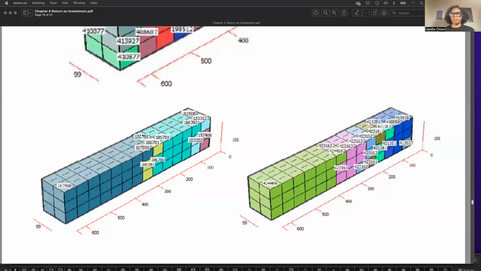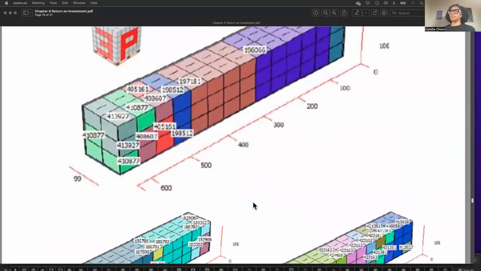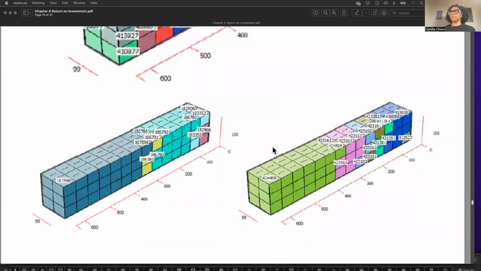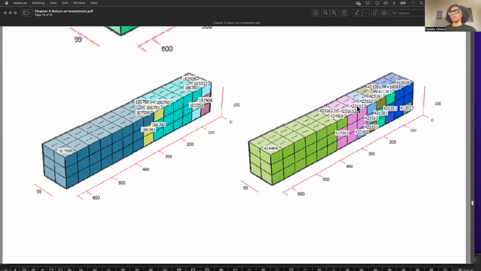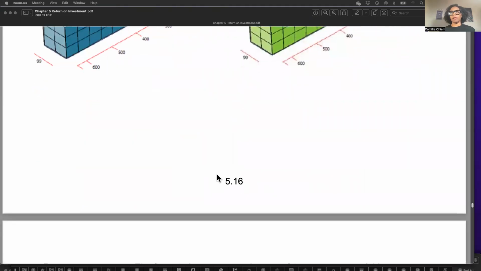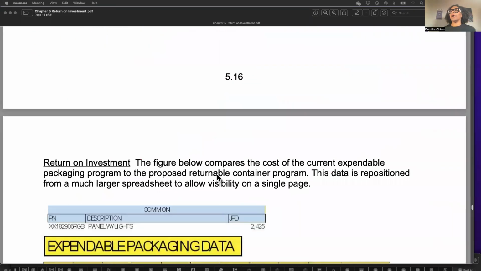As far as the return on investment goes, we looked at some of these differences in the trailer. I'm going to share my screen again. We looked at some of the different combinations for loading trailers. Again, you can see the different colors and part numbers associated with those, and how many fit on a trailer by truck, just to give you an idea of some of the different combinations that you can use.